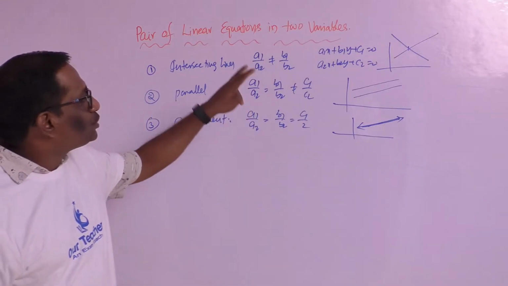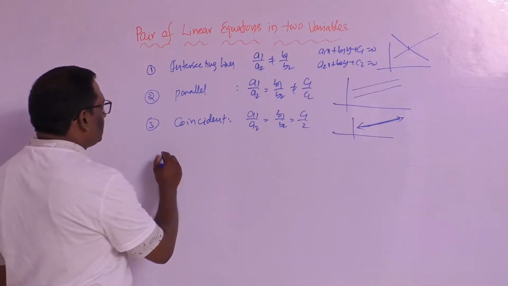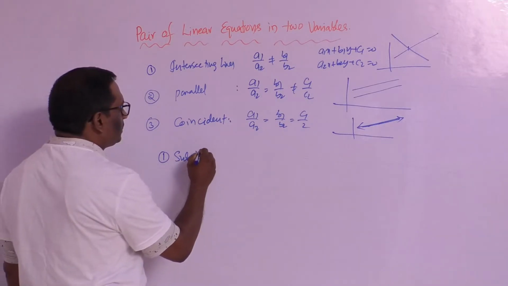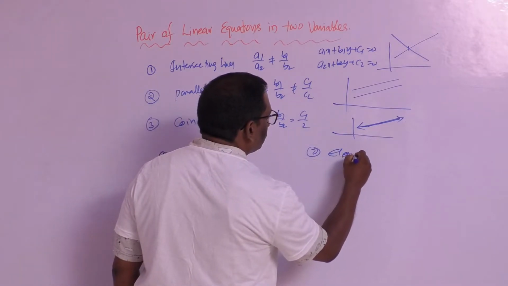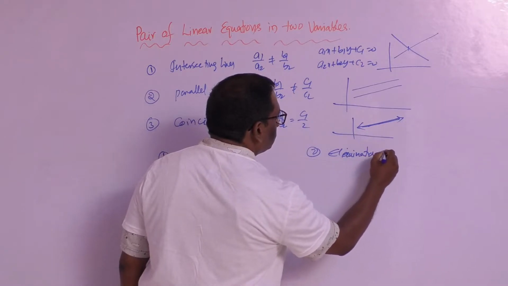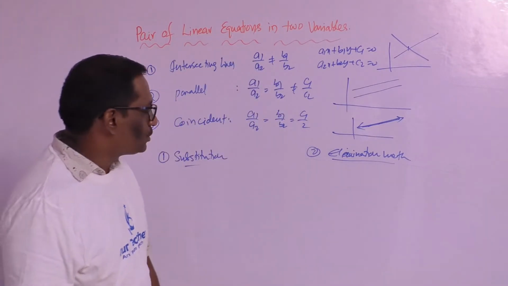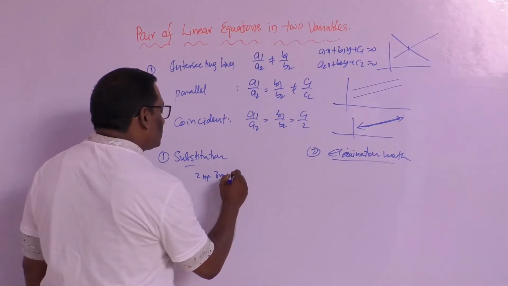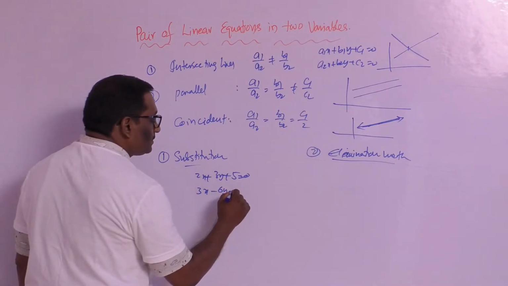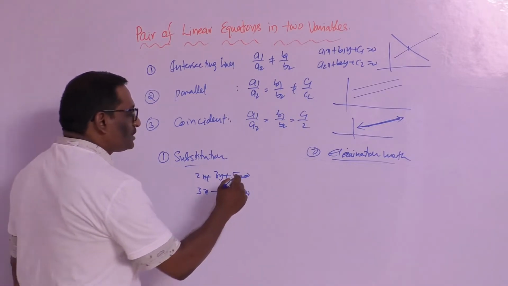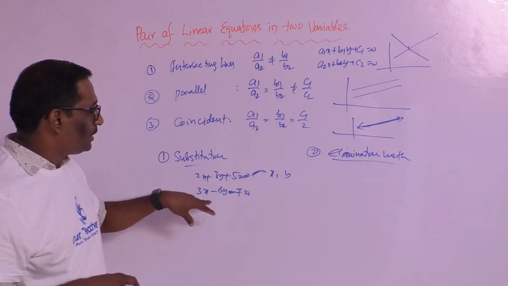Now how to solve these pair of linear equations? In this topic we deal with two methods. One is the substitution method, and the second one is the elimination method. What is the substitution method? If you take 2x plus 3y plus 5 equal to 0, and the second one is 3x minus 6y minus 7 equal to 0, from the first equation we will find either the x value or the y value, and that value we will substitute in the second equation.